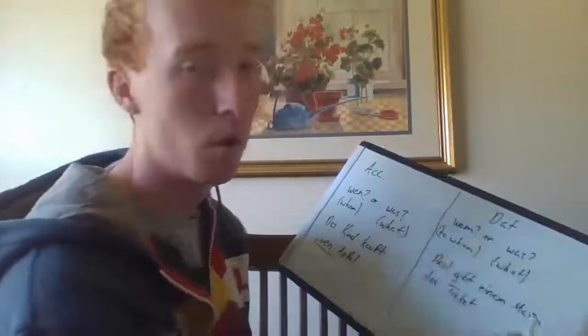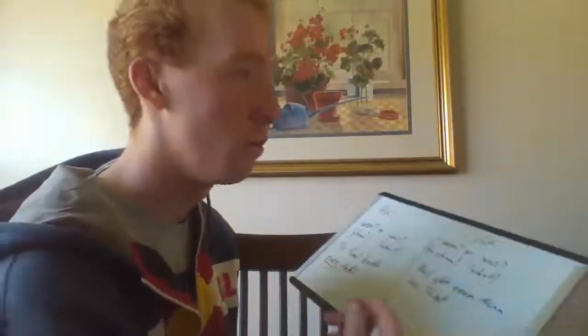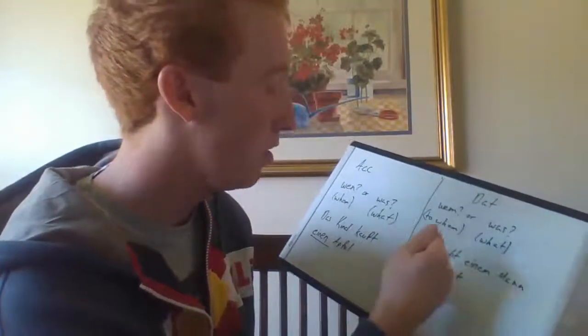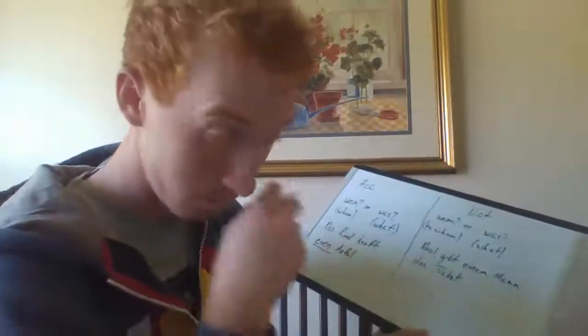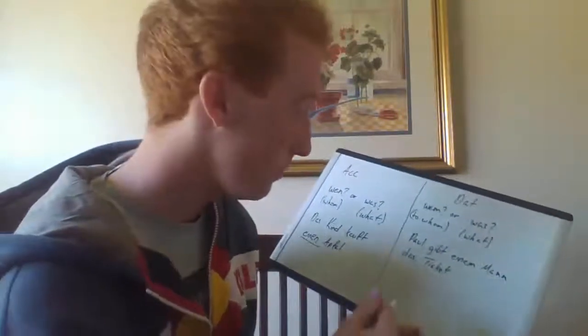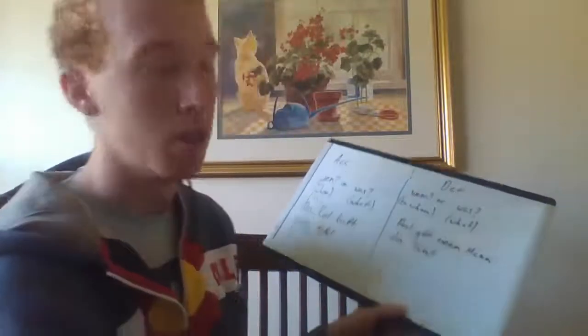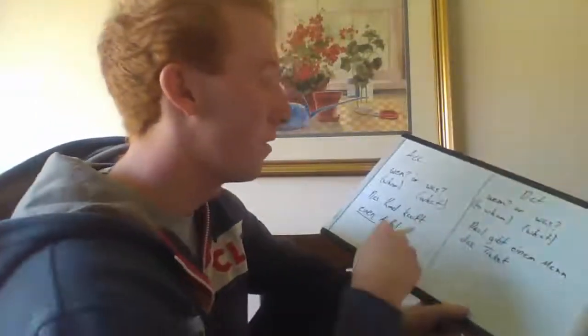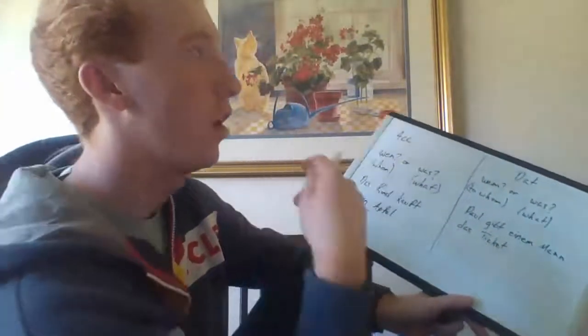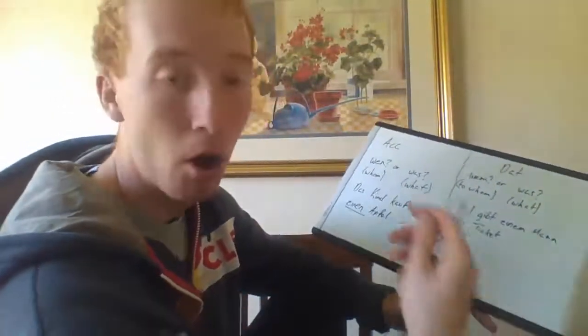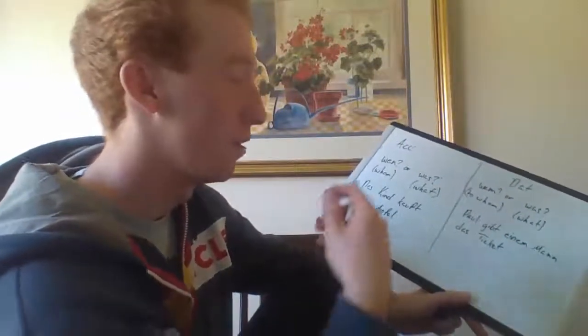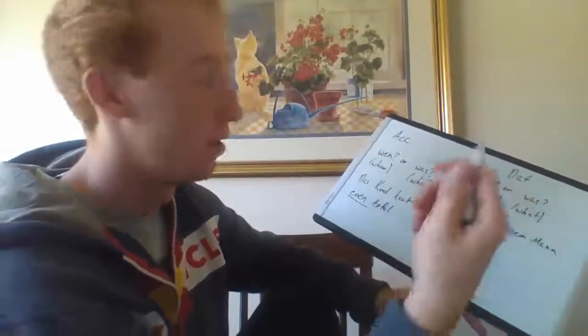Now we're going to switch over to the dative case real quick. With the dative case, you can ask yourself wem or was, so in this case it's to whom or what. I think to whom works really well with the dative case. I wrote Paul gibt einem Mann das Ticket. In English, the sentence would be Paul gives the man a ticket. So we can ask, to whom did Paul give the ticket? Paul gave the ticket to the man. So to whom? The man.